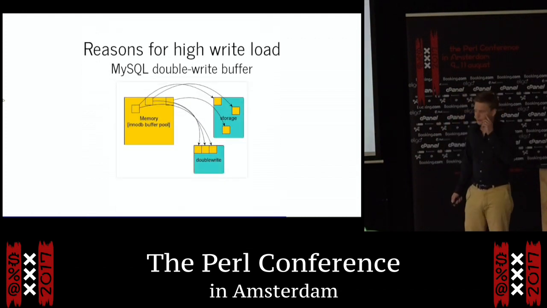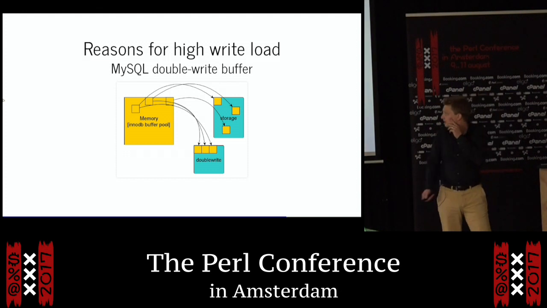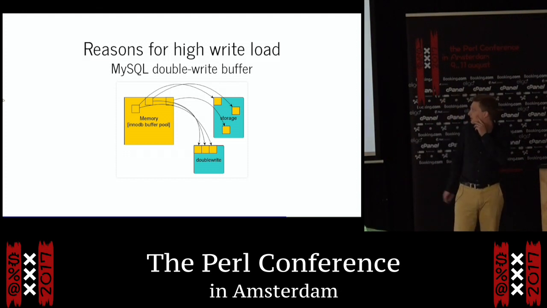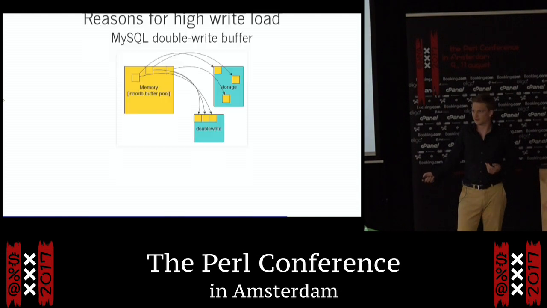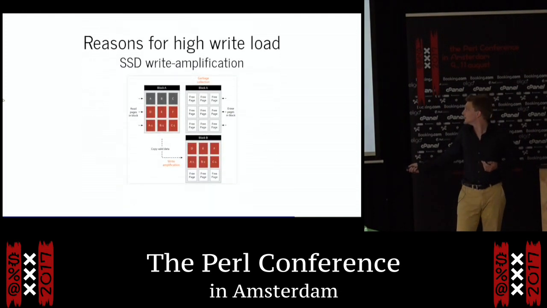So what were the reasons? One reason was the MySQL double write buffer. Whenever a page from the random access memory of the MySQL server is flushed to disk, it's written twice. It's written once to the double write buffer, once to storage. Why? If the server crashes while writing to storage, then we still have a consistent copy of the data in the double write buffer and can restore it. And of course the other way around. That makes a lot of sense for spinning disks, but not for SSDs, as we see later.